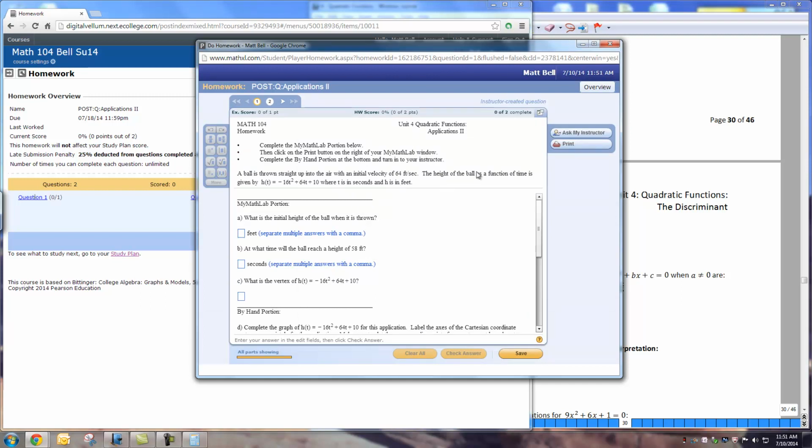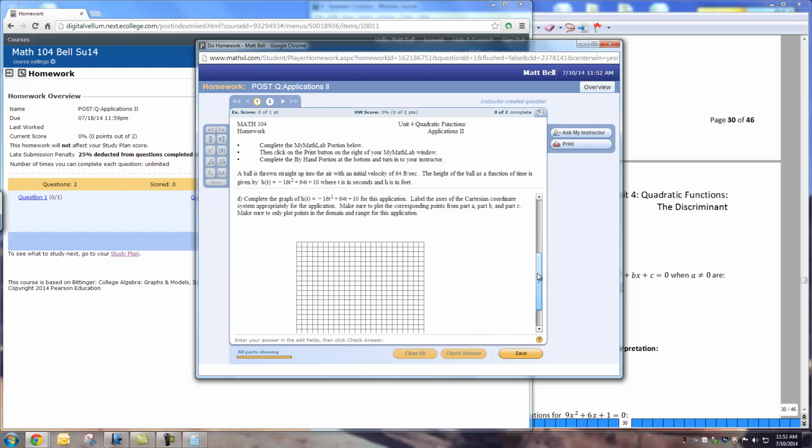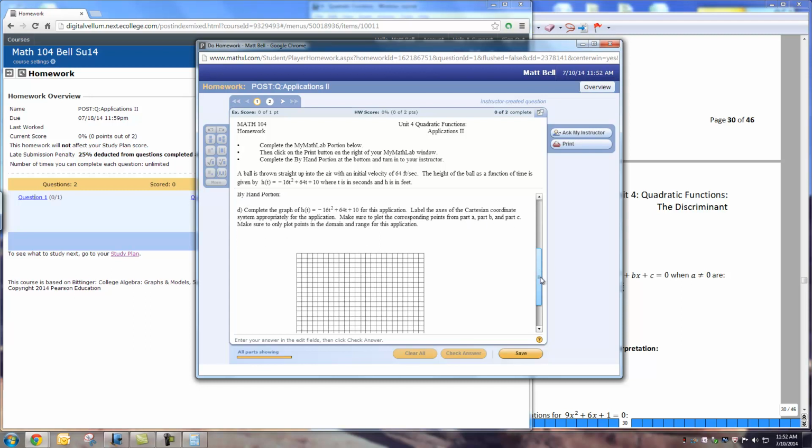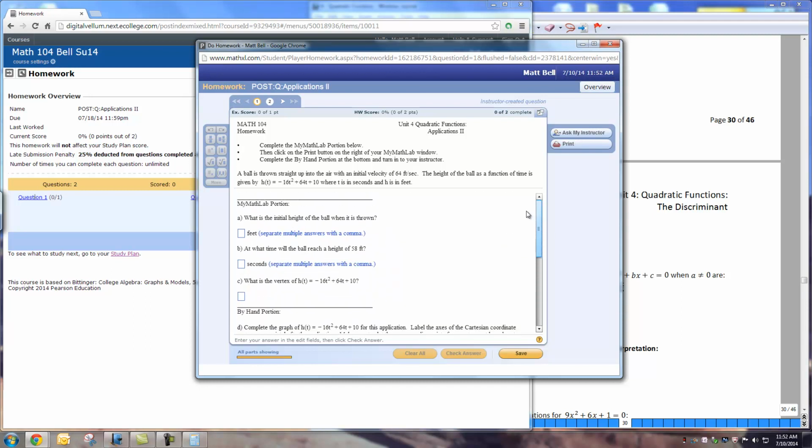So notice it's talking about the height of a ball thrown straight up in the air. Here's your function. What is the initial height? At what time will the ball reach a height of 58 feet? So here you're going to set it equal to 58. Let h be 58. You're going to move it over because in order to factor you have to have it equal to 0, and then solve for t. And then notice I want you to graph it. Make sure you label the axes in Excel, copy and paste it to a Word document, and email it to me.